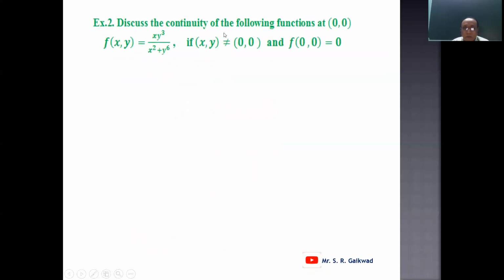Discuss the continuity of the function at 0 comma 0. The function is f of x comma y equal to x into y cube upon x square plus y raised to 6, if (x, y) not equal to (0, 0), and f of 0 comma 0 equal to 0. Solution. Let f of x y equal to x into y cube upon x square plus y raised to 6 and f of 0 0 equal to 0.